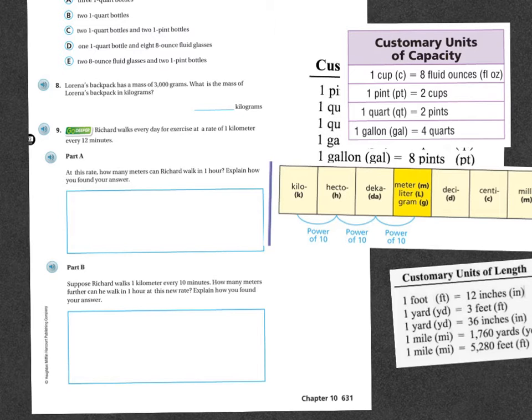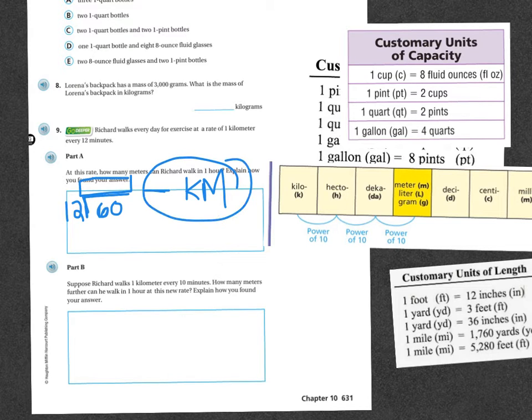So you're going to convert. You have to figure out how many minutes, how many groups. So you're going to do this first, right? Because it's 1 hour. That's 60 minutes divided by 12. You're going to take that answer, and it is going to tell you how many kilometers. But then you're going to have to take your kilometers and convert that into meters.